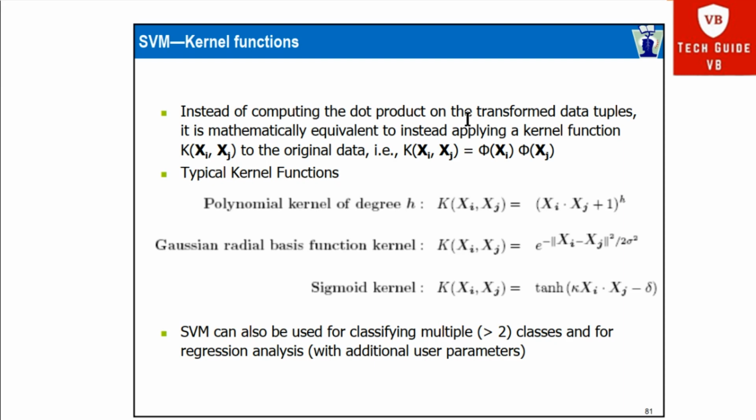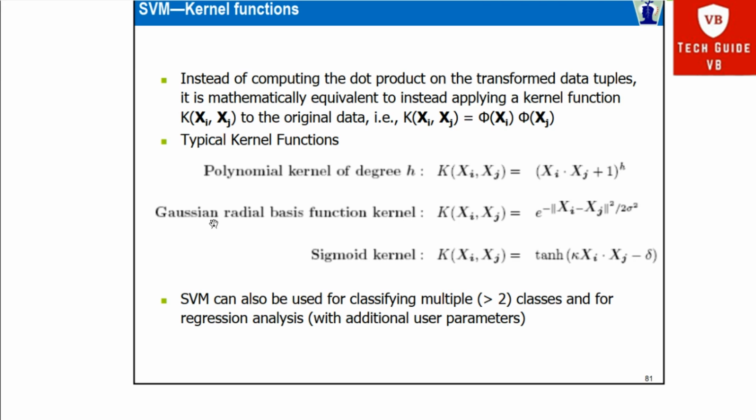Then the next important thing is SVM kernel functions, because for generating the boundary or for generating the maximum margin, the kernel function is very important to separate the classes. So there are typical kernel functions for different types of data. One of them is the polynomial kernel. Then there is a Gaussian radial basis function kernel, then there is a sigmoid kernel. For different kinds of data, different kernel functions are used to minimize the error and maximize the predicted output accuracy.